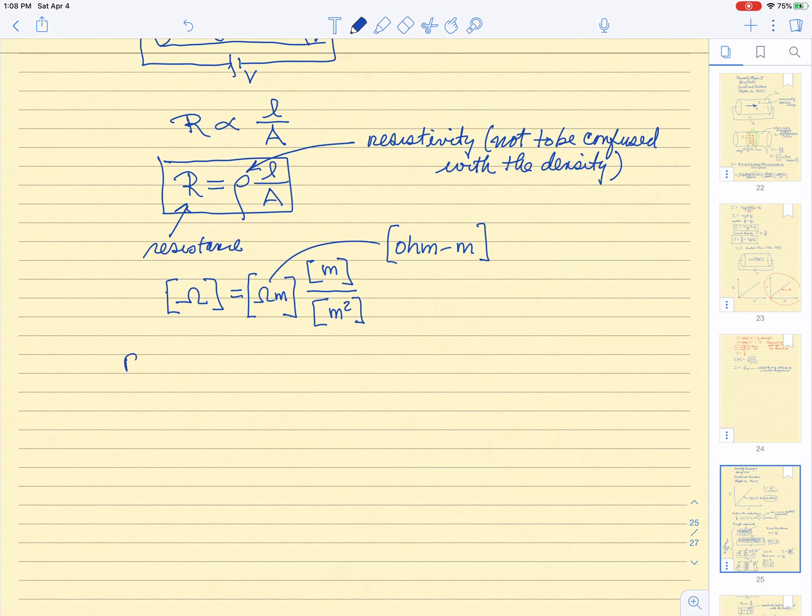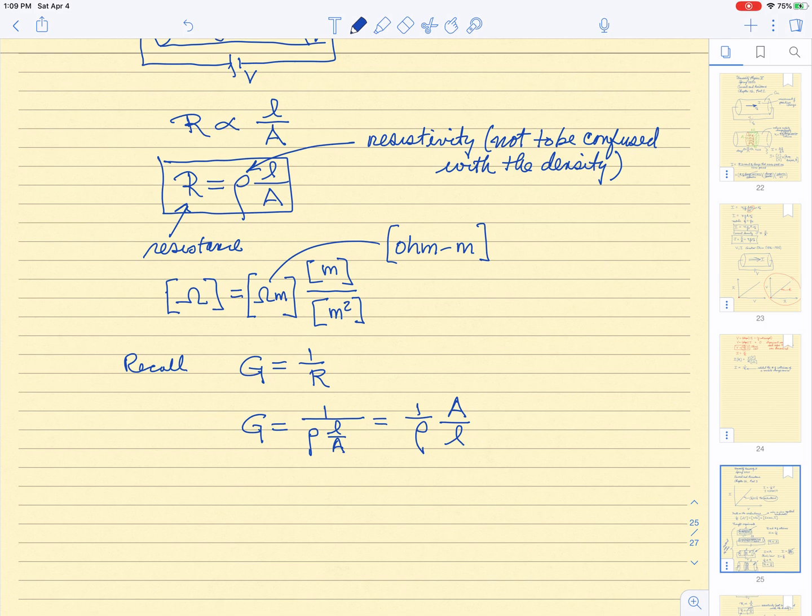Now recall, and again this is not in the textbook, that the conductance was equal to 1 over the resistance. And so then the conductance is going to be 1 over rho times the length divided by the area, which is going to be 1 over the resistivity times the area over the length.